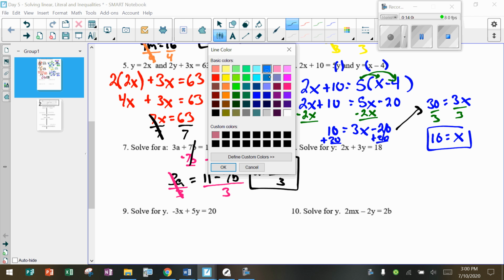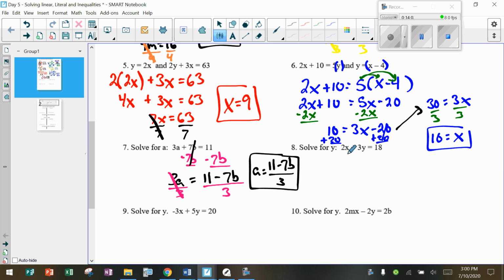So let's try another one of those. This time we're going to solve for y. 2x plus 3y equals 18. If we want to solve for y, we do the plus or minus of stuff that's next to the y, that's near the y. So, sorry, that was a little confusing. Let me explain a little better.